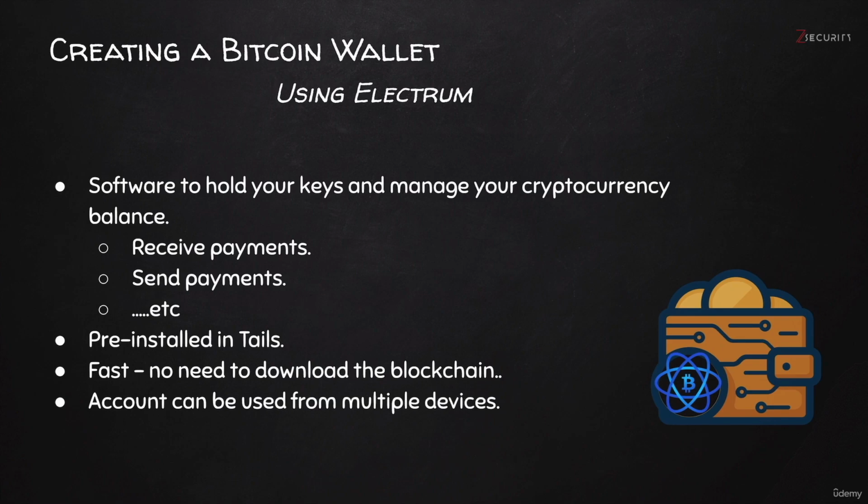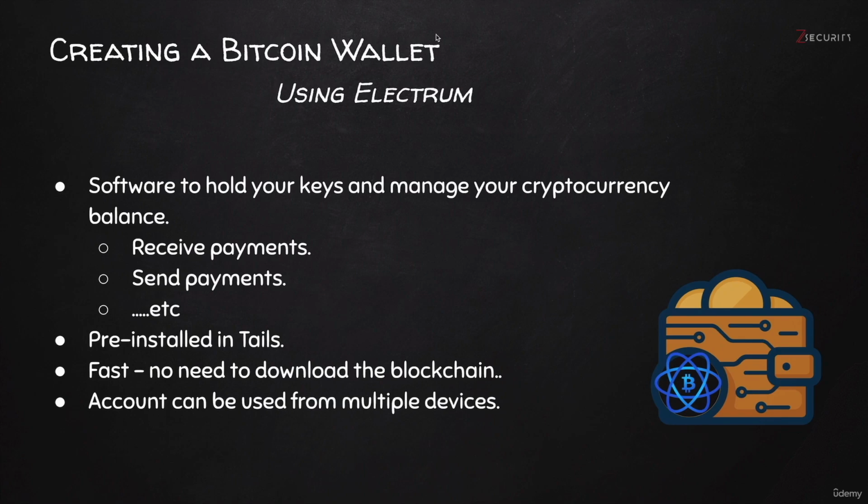Another cool thing about Electrum is it's really fast. It doesn't need to download the whole blockchain, which is pretty big. It uses an indexed version of it, so you can use it as soon as you download or launch the program. The wallets that you create with Electrum can be used from separate computers, so for example, if you destroy your Tails build, you can just go to another Tails and be able to restore your account, and I'll show you how to do that later on in the course.